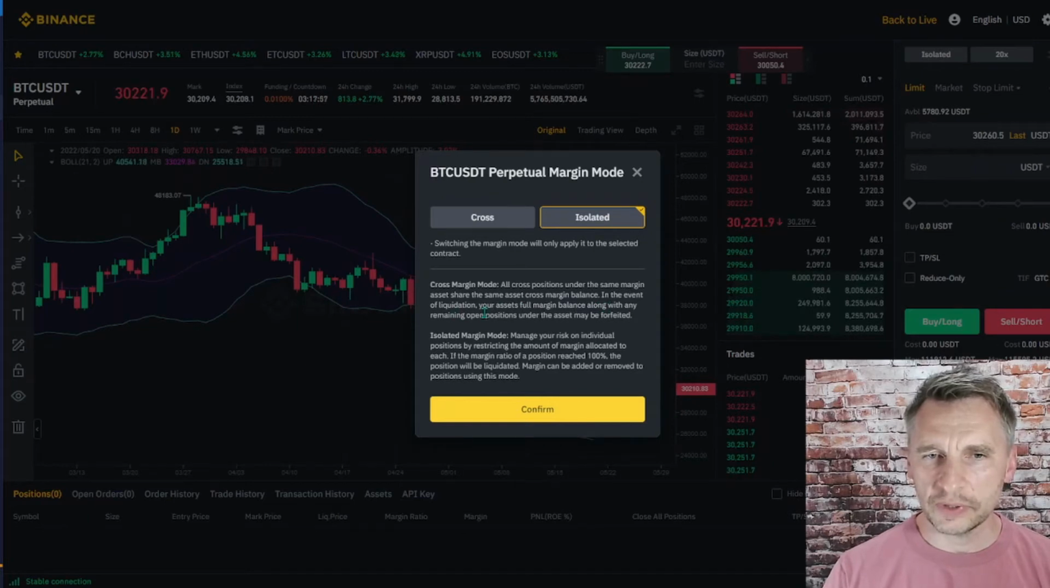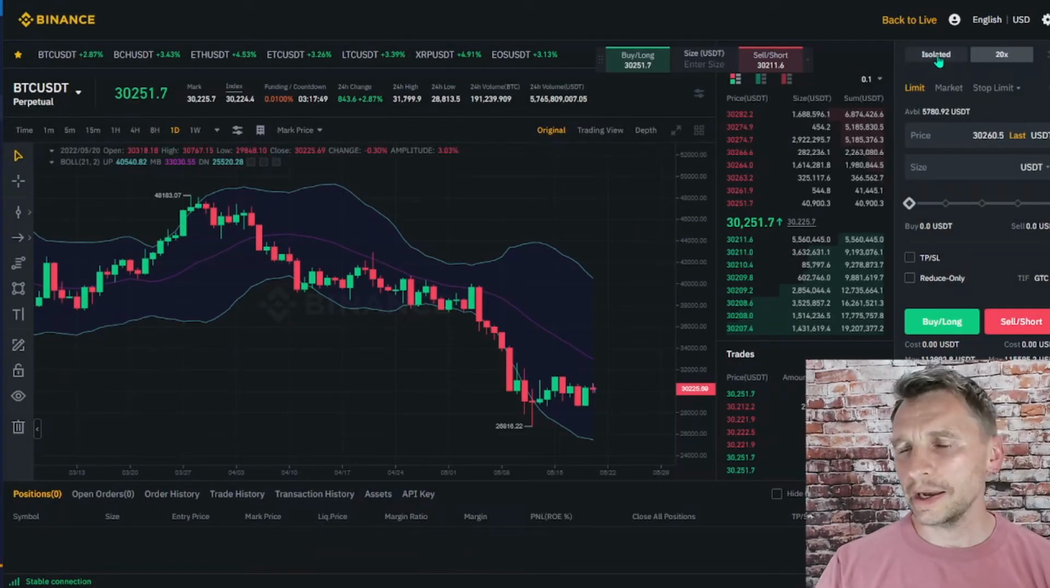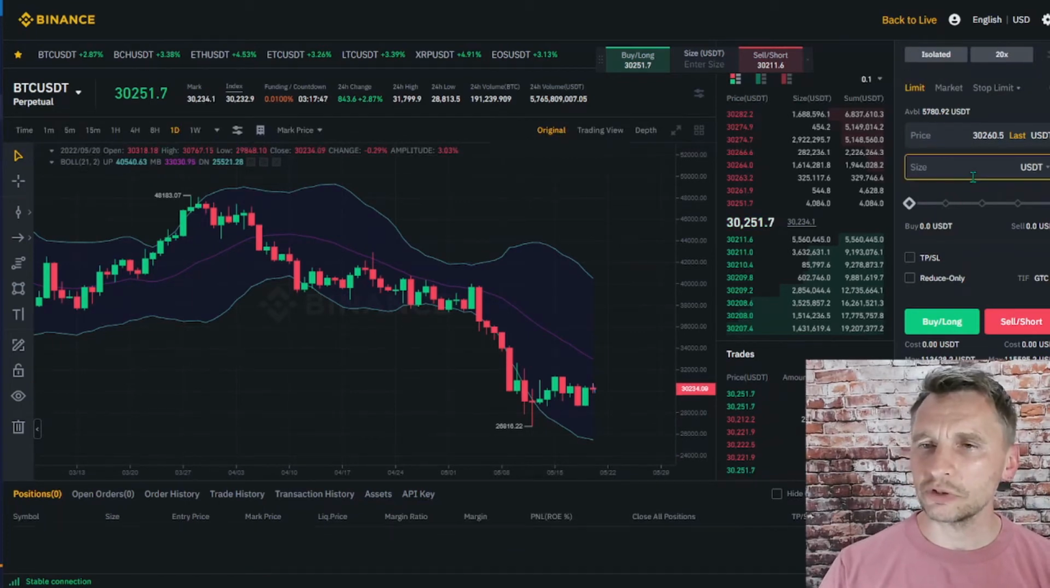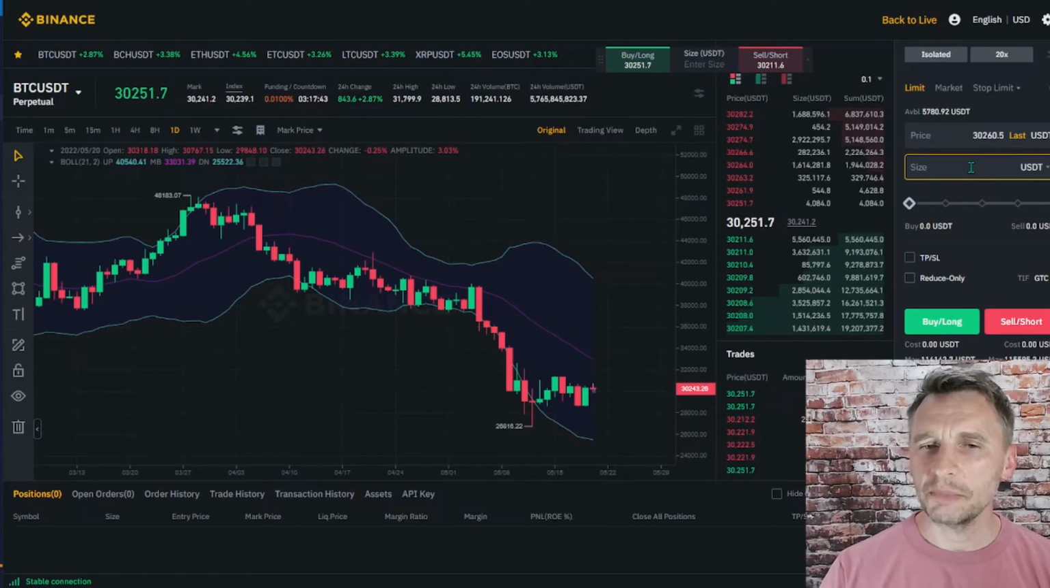In the event of liquidation, your asset's full margin balance along with any remaining open positions under the asset may be forfeited. So basically, in isolated mode, you choose the amount of Bitcoin or USDT that you would like to invest, and that's together with the margin. Once the position is liquidated, you will be left with the remainder of your balance.